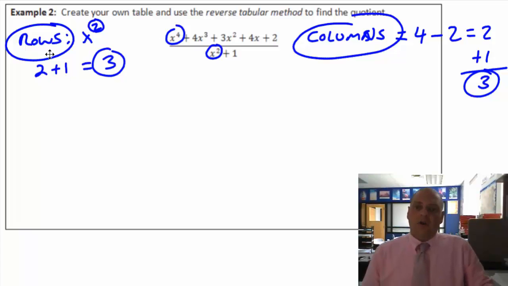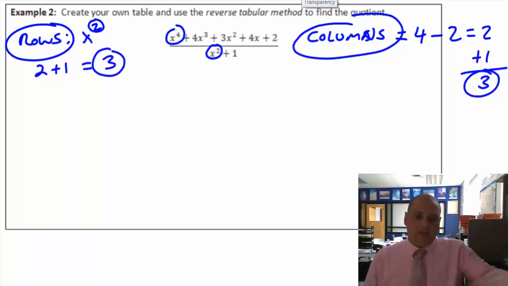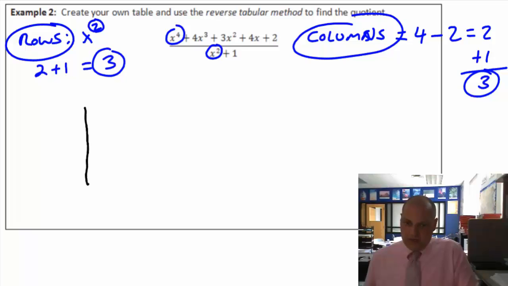Again, for rows, you just add 1 to whatever you see on the bottom there, the degree of the divisor. For columns, you have to subtract and add 1. Subtract the degrees and add 1. So I know I need a 3 by 3. All right, so let's do that now. Go ahead and set up a 3 by 3.